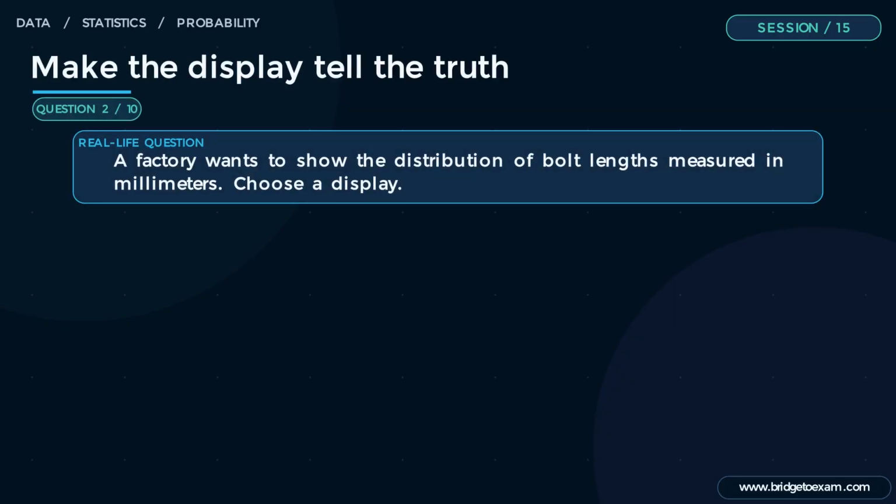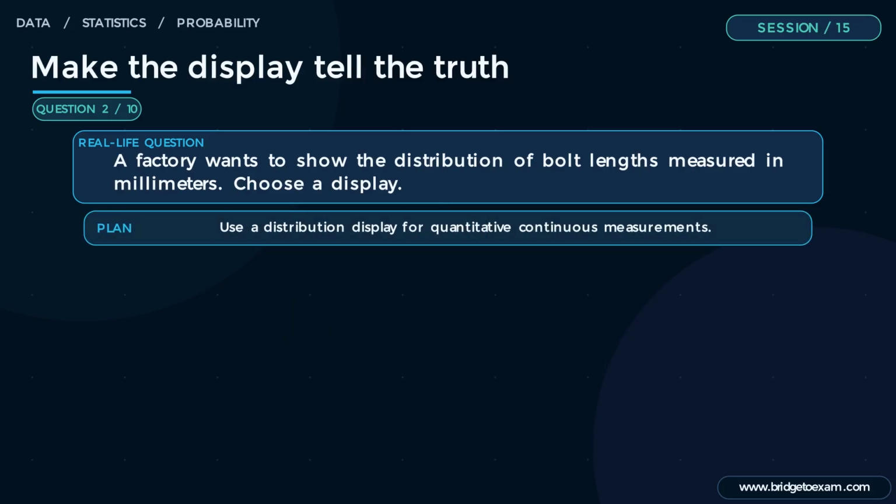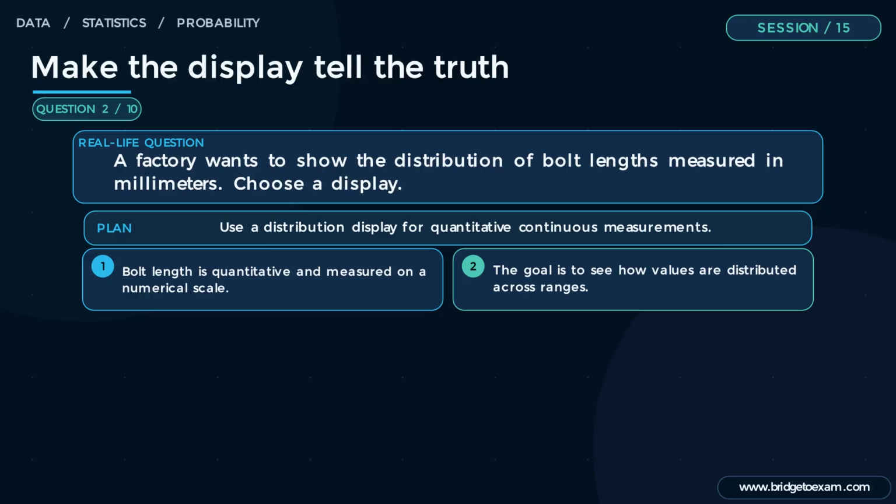Example 2. A factory wants to show the distribution of bolt lengths measured in millimeters. Choose a display. The histogram groups numerical values into adjacent intervals. Plan. Use a distribution display for quantitative continuous measurements. Step 1. Bolt length is quantitative and measured on a numerical scale. Step 2. The goal is to see how values are distributed across ranges.